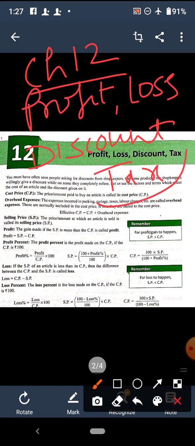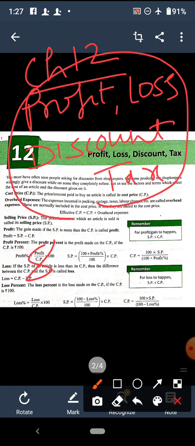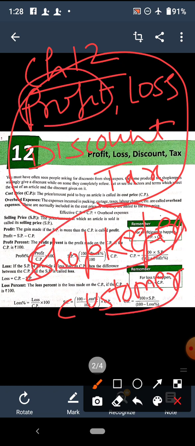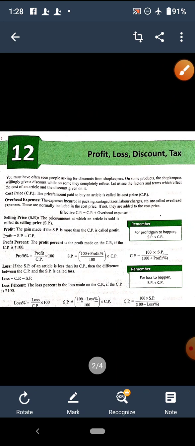Normally you have seen that all these terms are mostly used by the shopkeeper when the shopkeeper sells goods, or by the customer when a customer buys a product. The shopkeeper always wants to sell the product at a profit and the customer always wants to take the goods at a cheaper rate, so the customer wants a discount. But there may be both situations: either the shopkeeper will get a profit or the shopkeeper will get a loss. So in this chapter we will understand all these.